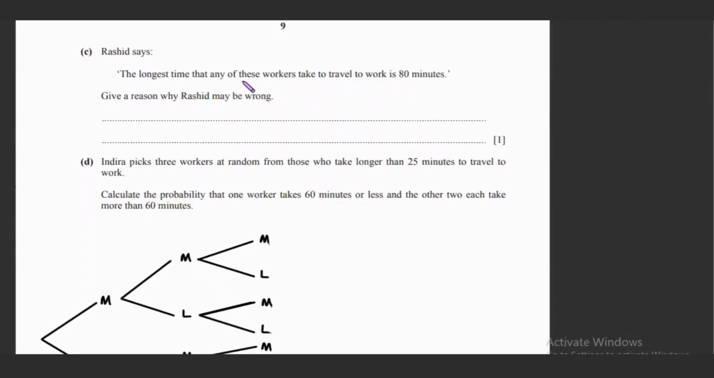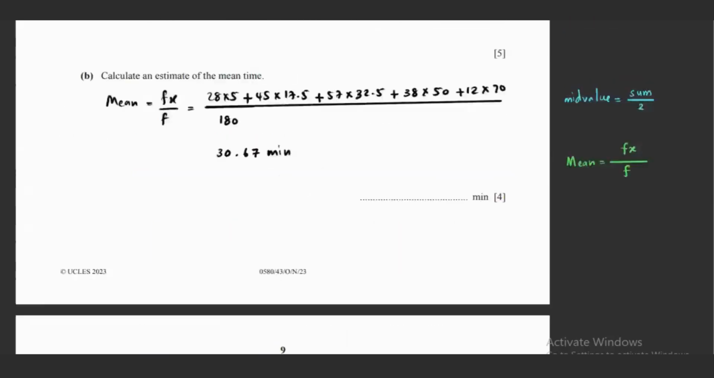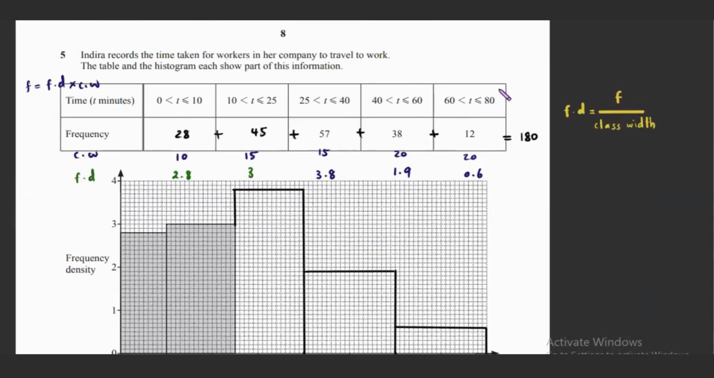The longest time that any of these workers take to travel to work is 80 minutes. Give a reason why Rashid may be wrong. Now, according to this table, the last number that is given to us is 80. That doesn't mean that 80 is going to be the last number, because this is a range that is given, which means it can be anything in between that. They did not say that that is exactly 80. That's why he is wrong.